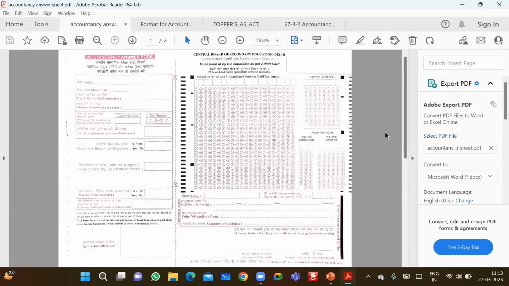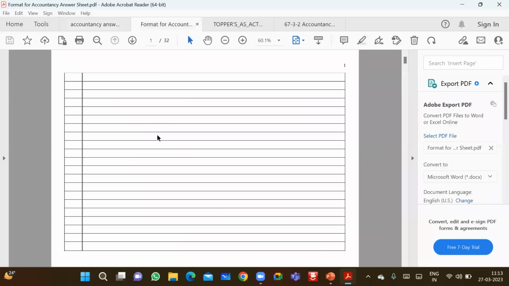So on this page, you will find the same format for this academic year 22 and 23. So on the top, you will find the accountancy answer book. And then after this, you will find the format of accountancy answer sheet like this. In the initial pages, you will have rule sheets. There will be 32 pages, which includes your rule sheets as well as the printed sheets.